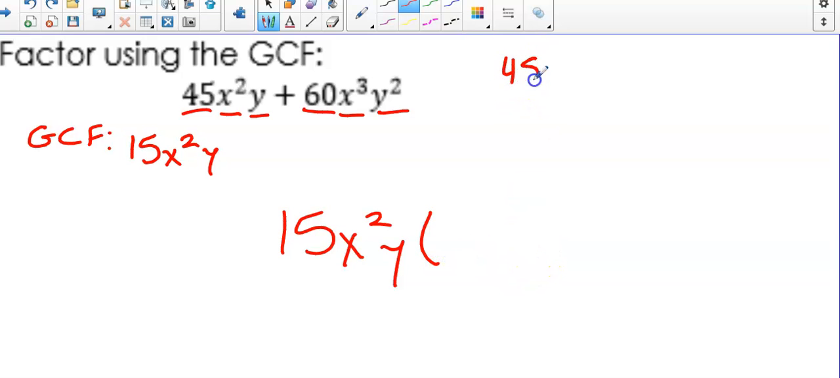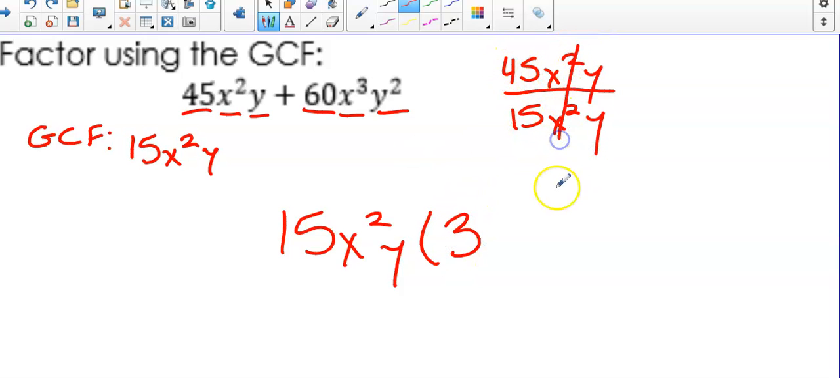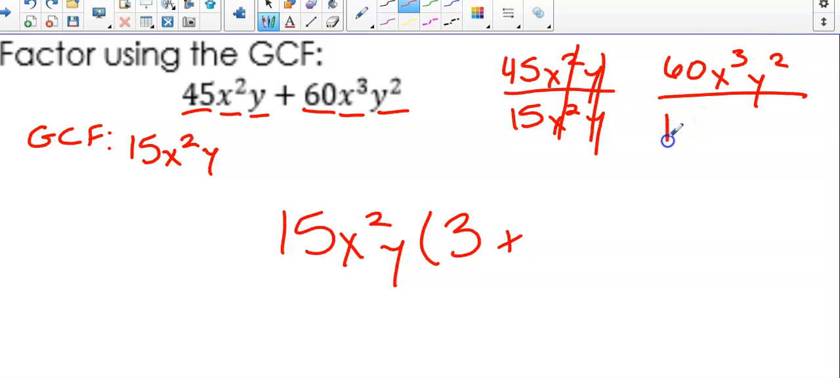Now, 45x squared y divided by 15x squared y. 45 divided by 15 is 3. X squared divided by x squared and y divided by y cancel out, so that's just 3. And 60x to the third y squared divided by 15x squared y. 60 divided by 15 is 4. X to the third divided by x to the second, we subtract our exponents, so that's x to the first. And y squared divided by y is y.